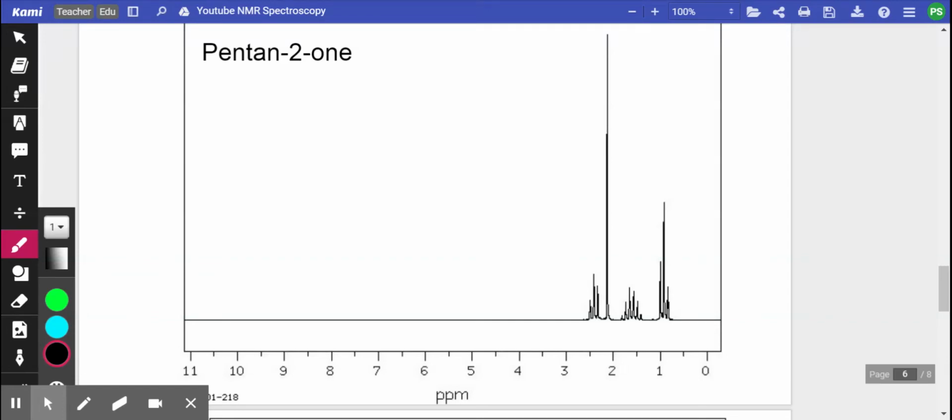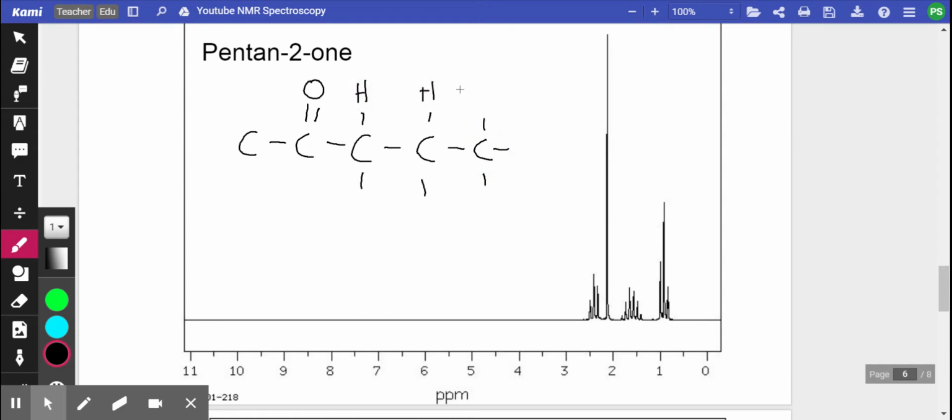Okay, hello everyone. This is part 3 of NMR spectroscopy, and we're going to be looking at two isomers, two ketones. Now, let's draw it out so we have an idea about what we're talking about. We've got pentanone, which means there is a carbonyl group on the second carbon, and the rest is hydrogens.